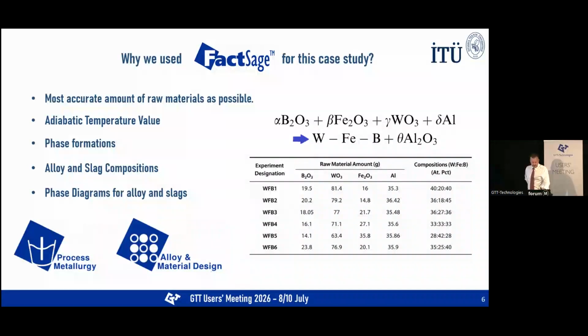For this reason, FactSage was used before the experiments to estimate the optimum raw material ratios, and to calculate the adiabatic temperature, phase transformations, and alloy and slag composition, etc.